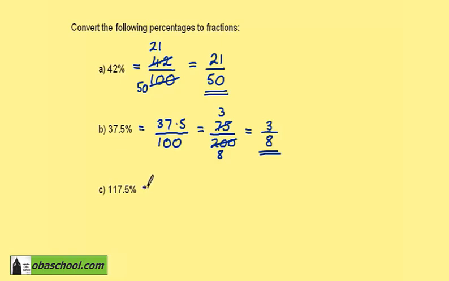Now consider 117.5%. This is 117.5 out of 100. Multiplying top and bottom by 2 gives us 235 over 200.